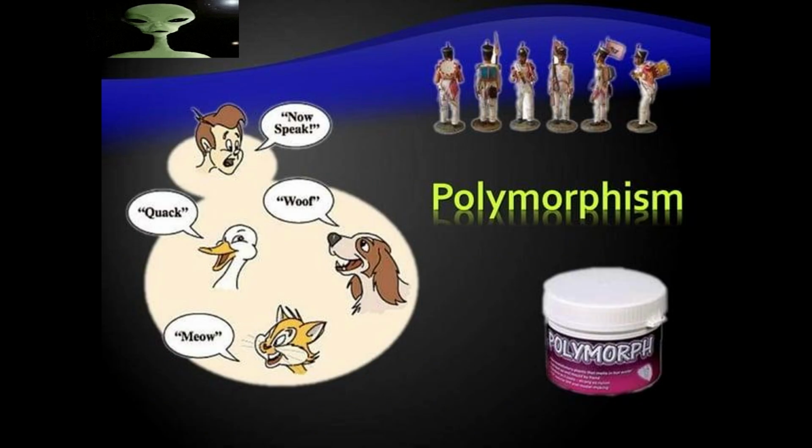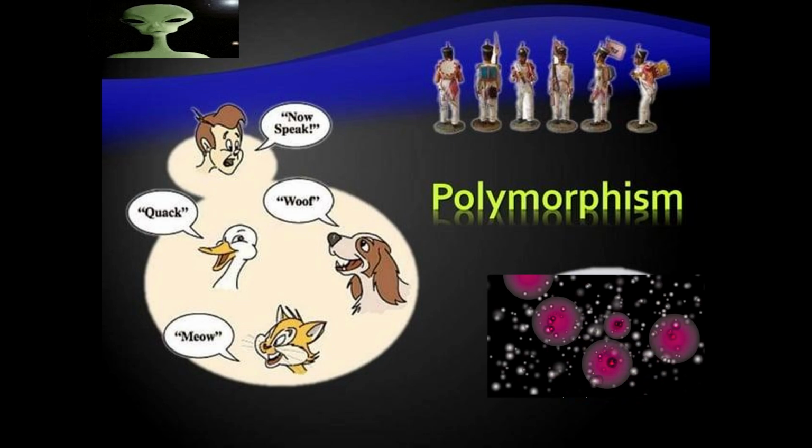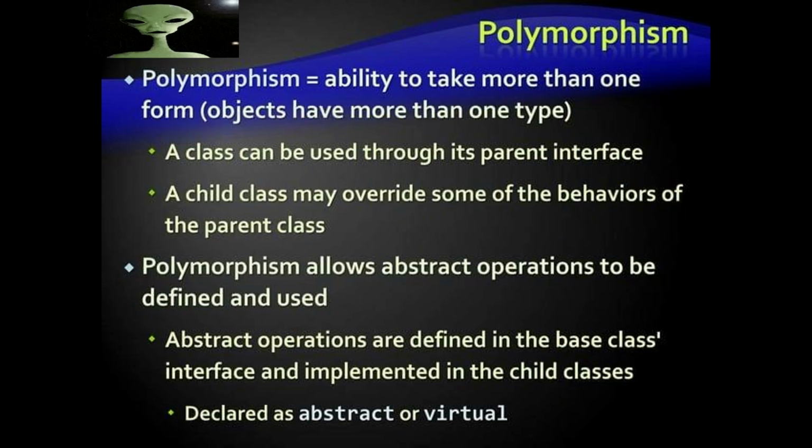Next is polymorphism. In the lower right, you can see an advanced member of the alien invasion, the polymorph goo. This contained zepospores. Polymorphism is the ability to take more than one form, objects having more than one type. A class can be used through its parent interface, and a child class may override some of the behaviors of the parent class. Polymorphism allows abstract operations to be defined and used. Abstract operations are defined in the base class's interface and implemented in the child classes. They are declared as abstract or virtual.